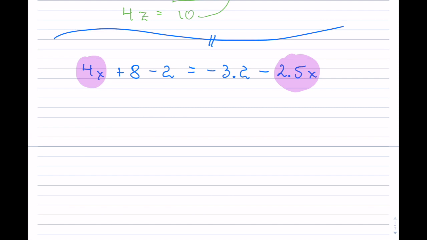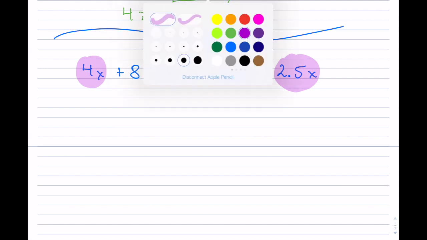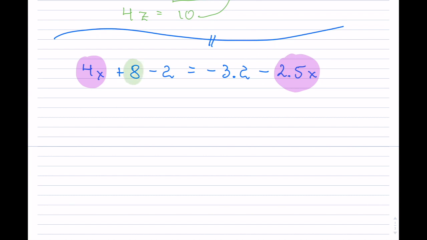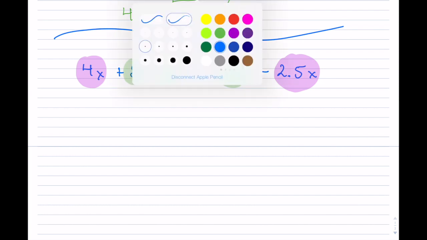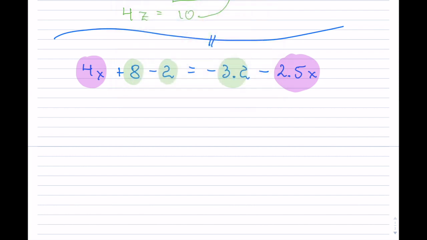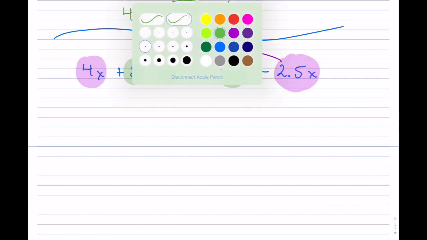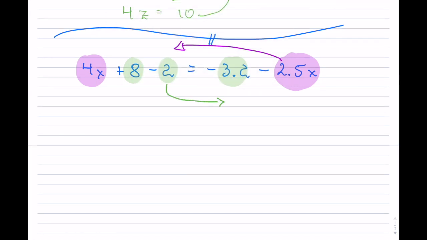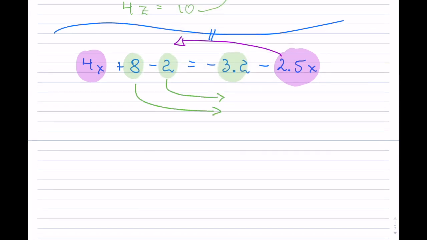And now the rest of this, I have only numbers. So these terms are all numbers. I will bring all my x's, or all my unknown variables, to one side, and all the numbers on the opposite side. So I will shift this over here. I like to keep them on the left. And then I will shift these over to that side.